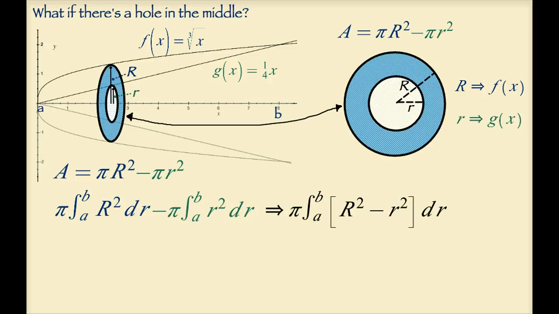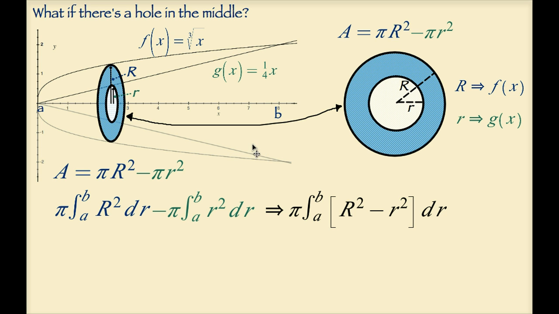What if there's a hole in the middle of the solid we're generating? Here we have the function curve cube root of x and the line 1/4 x. If we take the region enclosed by these two function curves and revolve it around the x-axis, the solid that is generated will have this opening in the middle.